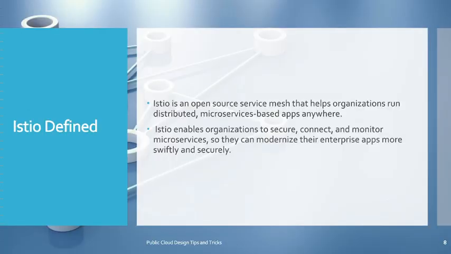Now, what is the definition of Istio? Istio is an open source service mesh that helps organizations run distributed microservice-based apps anywhere. Istio enables organizations to secure, connect, and monitor microservices so they can modernize their enterprise apps more swiftly and securely. So that business logic will be the focus point. And Google Cloud has leveraged these capabilities of Istio in its cloud platform so that you can leverage this service.